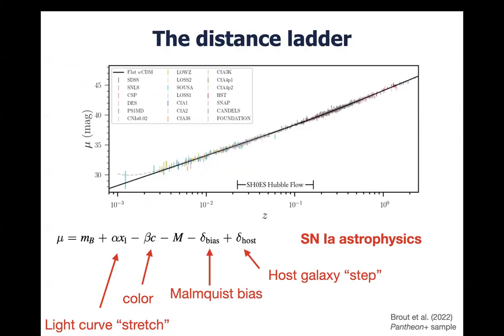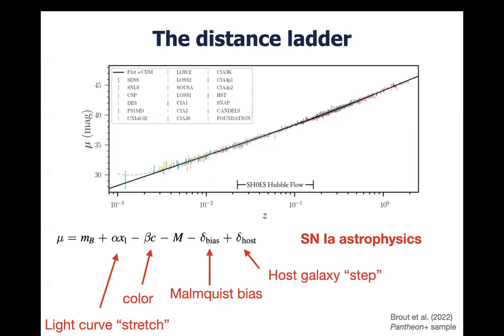I thought I would start with a little bit of motivation. This is the modern day distance ladder. This is the luminosity distance, or distance modulus, on the y-axis, basically the distance of the supernova versus redshift. So this is how to make this Hubble diagram.